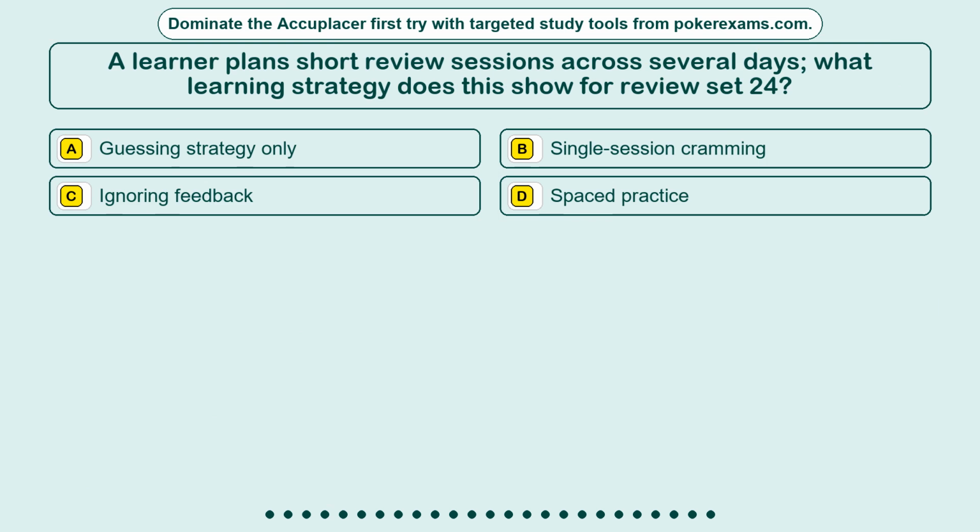Question 25. A learner plans short review sessions across several days. What learning strategy does this show for review set 24? Option A. Guessing strategy only. Option B. Single session cramming. Option C. Ignoring feedback. Option D. Spaced practice.